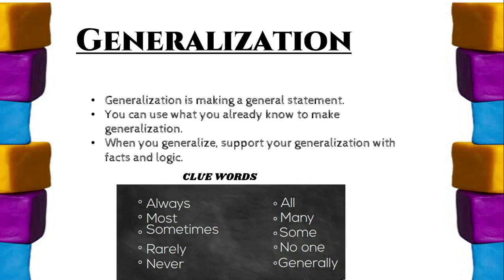Now, there are certain clue words that may help in generalization. It is not necessary that all these clue words should be there in a generalization, but they are usually used to show generalization. Always, most, sometimes, rarely, never, all, many, some, no one, generally.